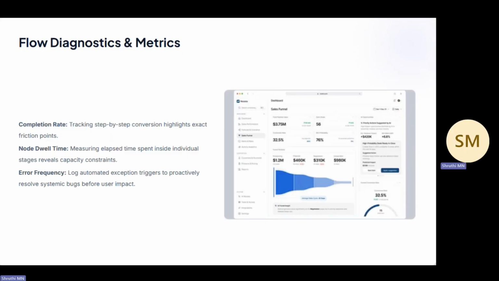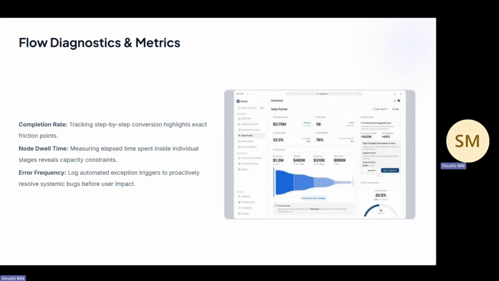Flow diagnostics and metrics. Now let's talk about measuring flow performance. There are three important metrics shown here. The first is completion rate. This tells us how many users or processes successfully complete each step and helps us identify friction points. The second is node dwell time.